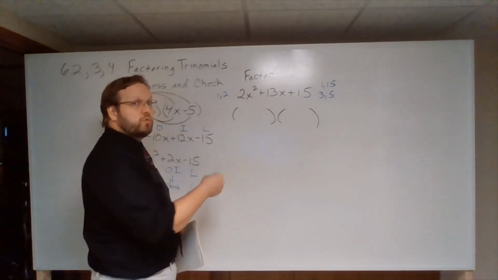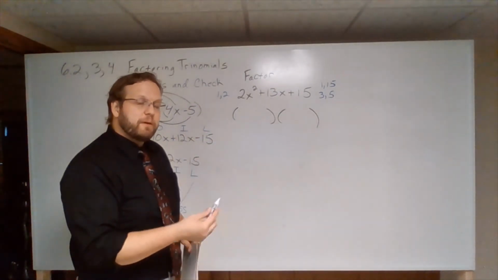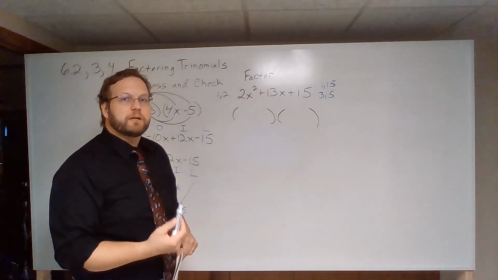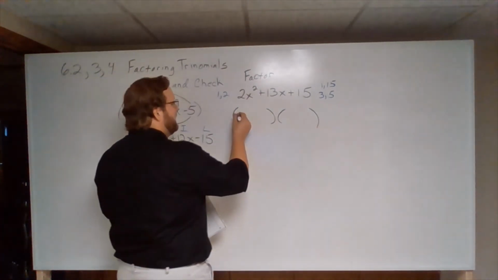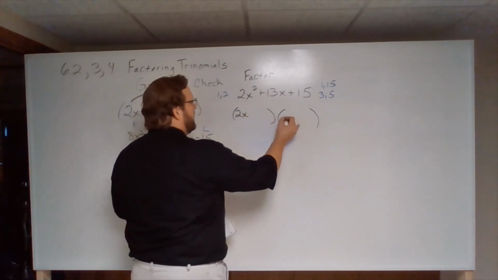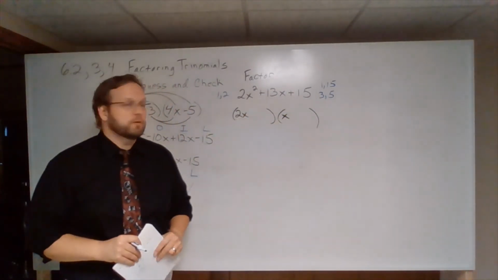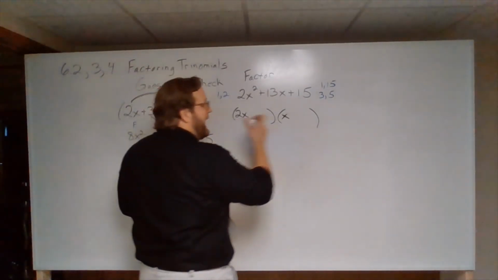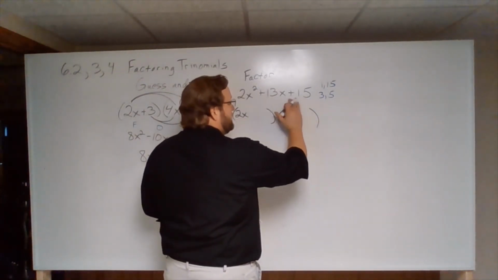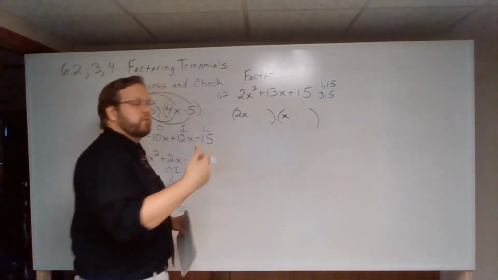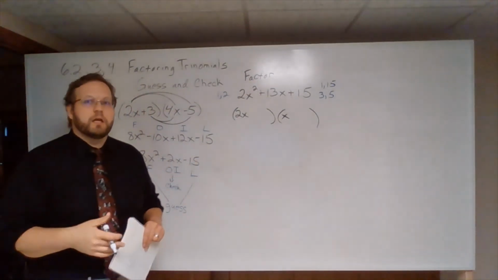But remember, it's a 2x squared. So if I'm going to multiply that, I want to break up the variable evenly. So I'm going to have a 2x and a 1x. Or I could put 1x then 2x, whatever you prefer. Now, I have a 15 here. So I have to go with a 3 and a 5 or a 1 and a 15.